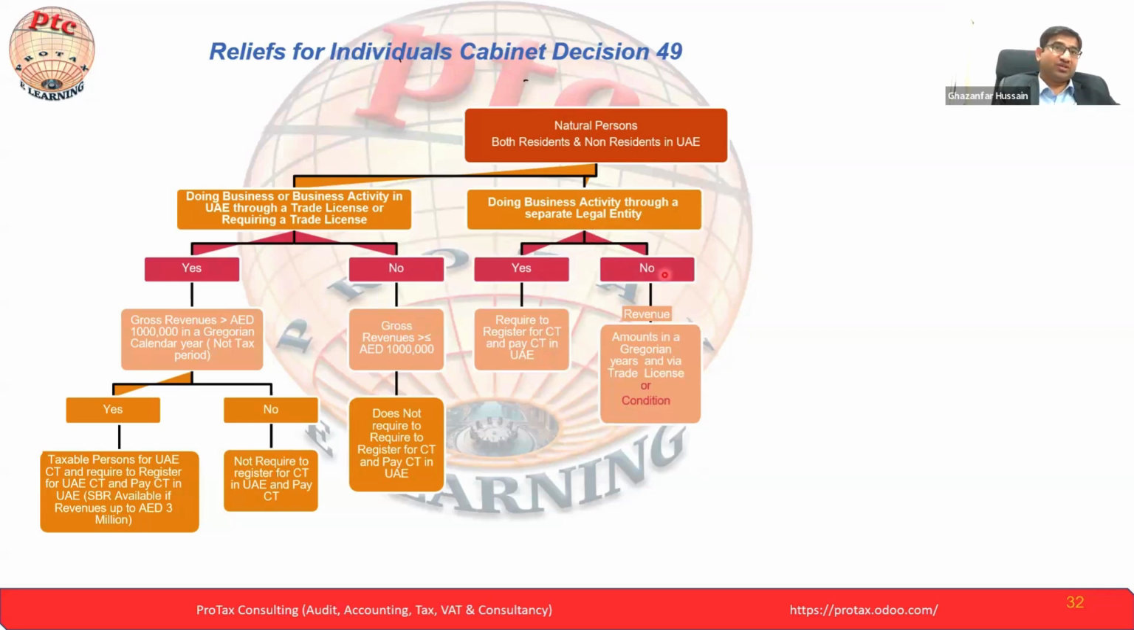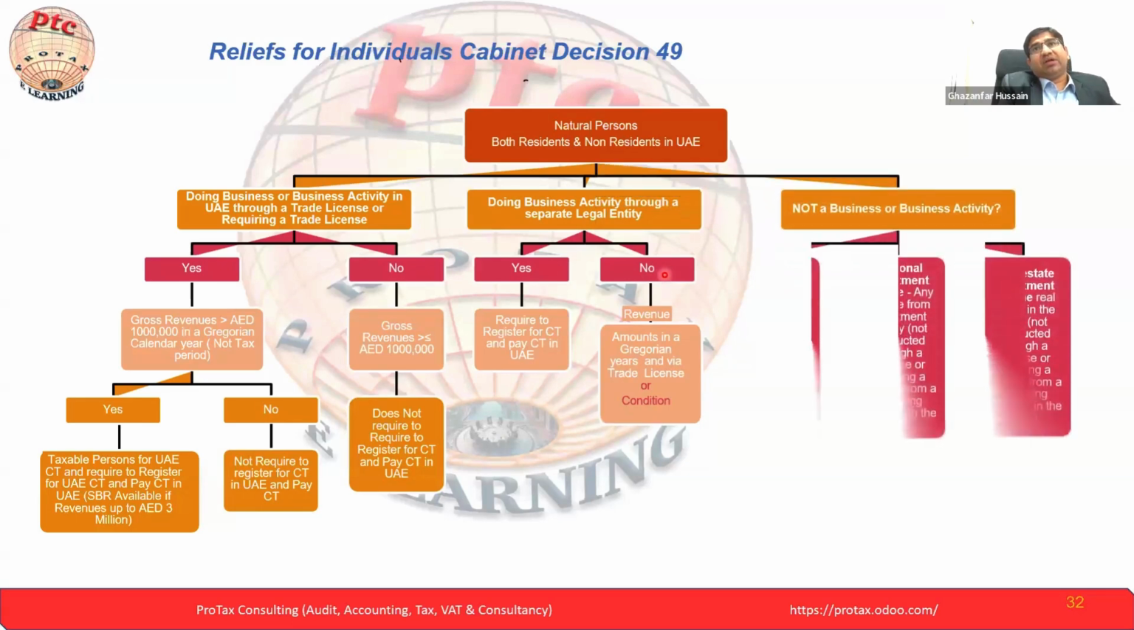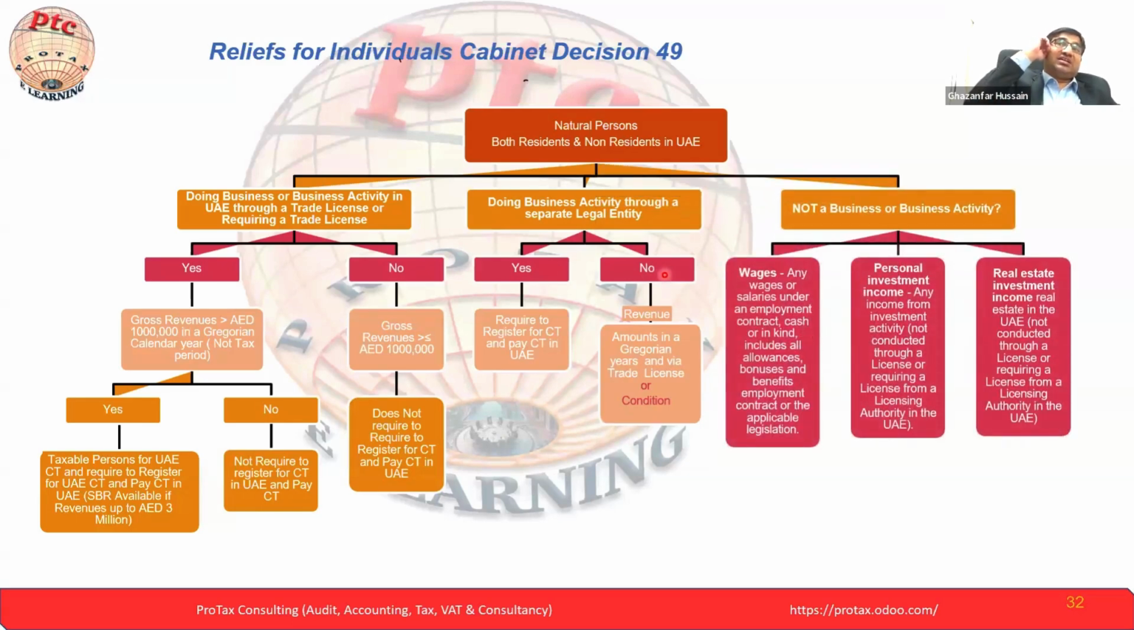We will go back on the condition. If you do not have any separate legal entity, then he will be considered under the natural person relief and other conditions. Let's move to the next.